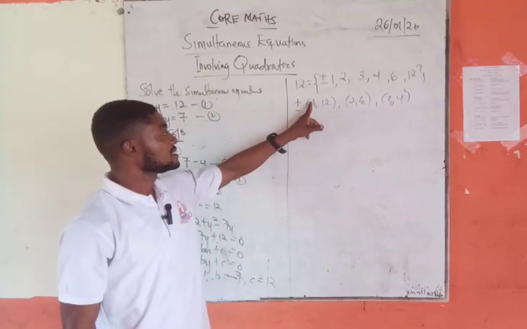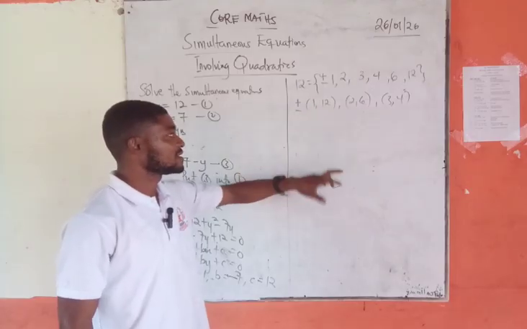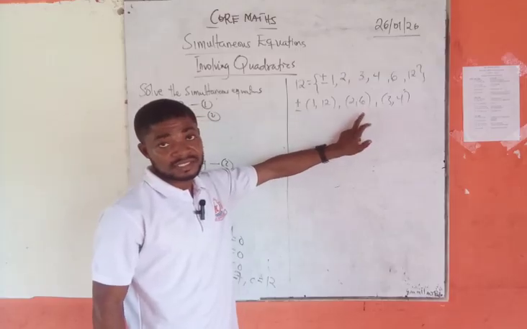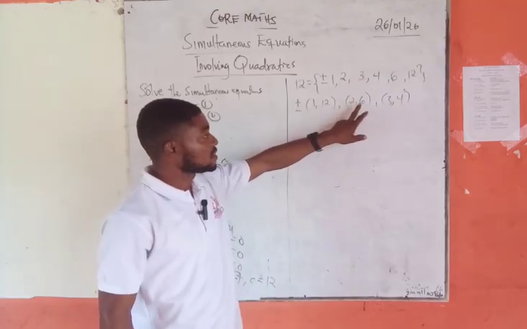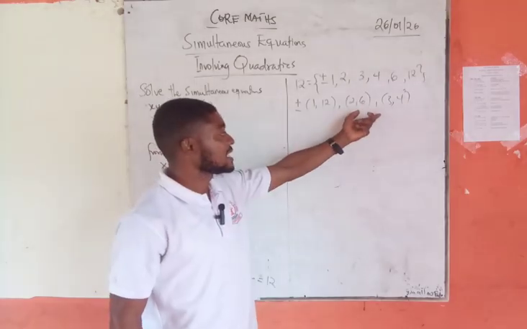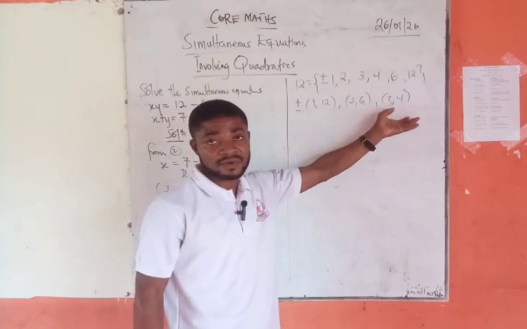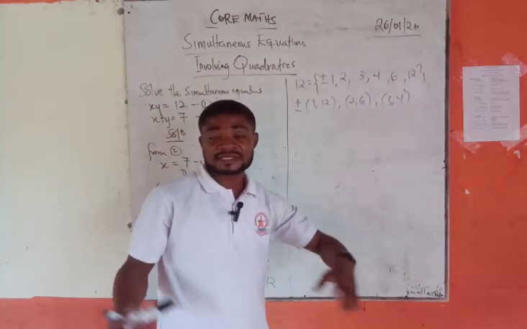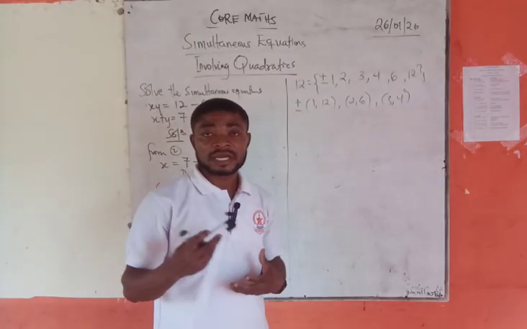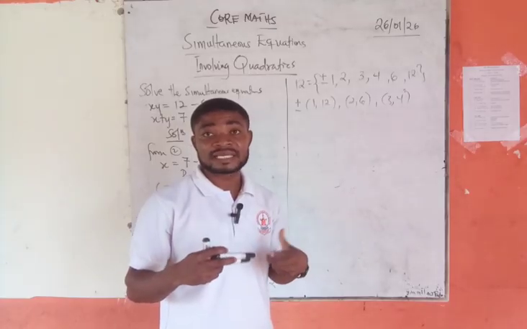If here is negative 1, here is positive 12, when I add these two, I'm not going to get negative 7. Here is negative 2, here is positive 6, when you add, you get no. Negative 2, negative 6, when you add, you get negative 8. When you multiply, you get positive 12. Which means that the answer lies in this particular bracket, which is 3, 4. When I multiply negative 3 by negative 4, I get positive 12. Negative times negative, positive. And then also, when I add negative 3 to negative 4, I get negative 7.